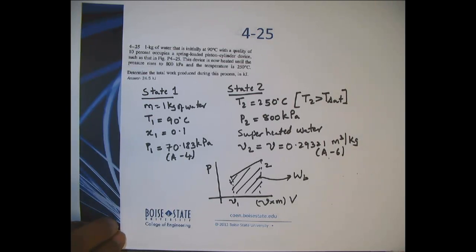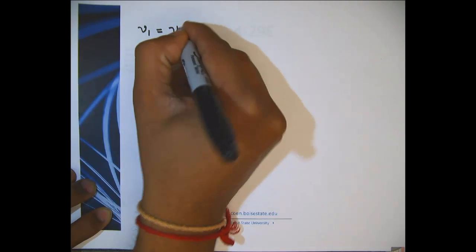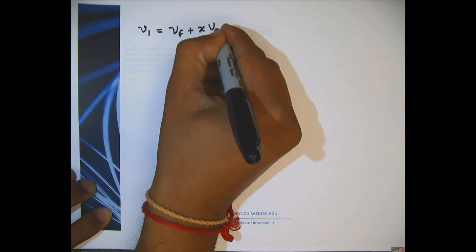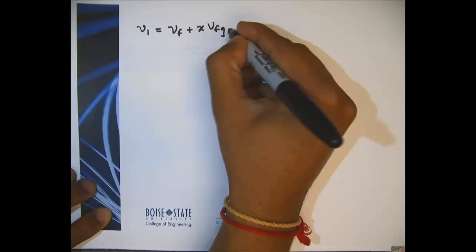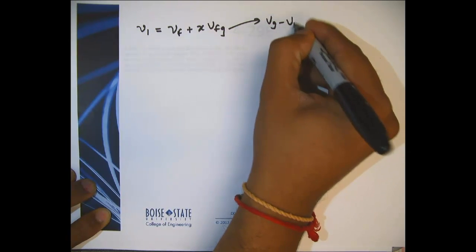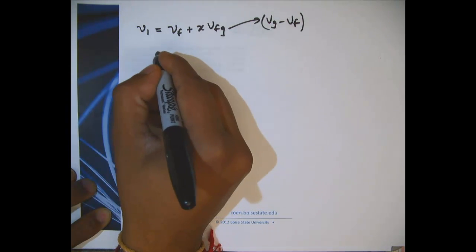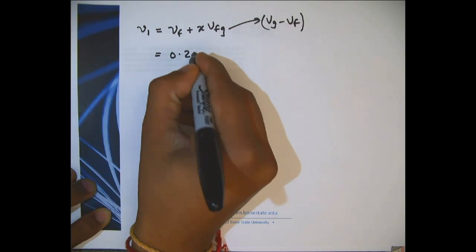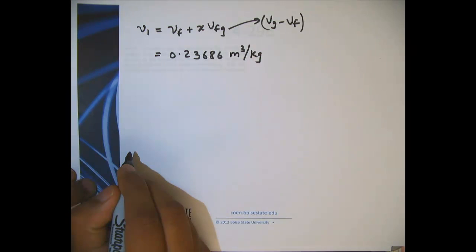So we can easily compute V1 since we are given the quality at state 1. So V1 is Vf plus X Vfg. You can determine Vf and Vfg, which is nothing but Vg minus Vf, from table A4 for saturation. So you would end up with 0.23686 cubic meter per kg.